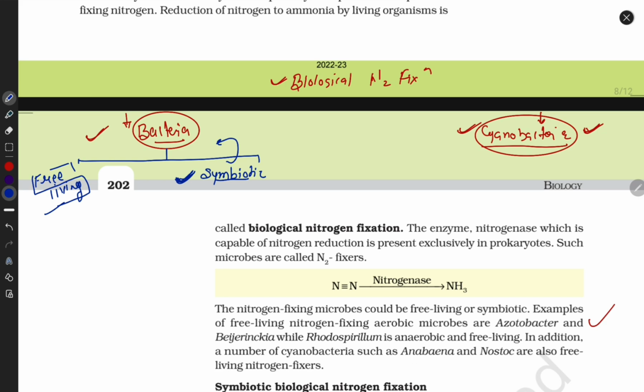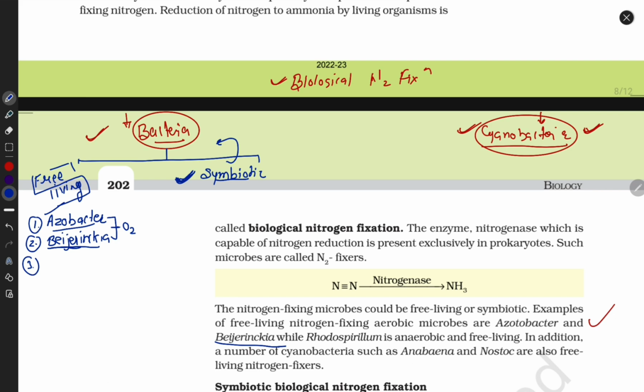Now, what about free living bacteria? They don't need any plant or anything, they give nitrogen free of cost. Take it, brother. First is Azotobacter. Yes guys, free living bacteria. Second is Beijerinckia. They have another special feature, they are aerobic, guys.